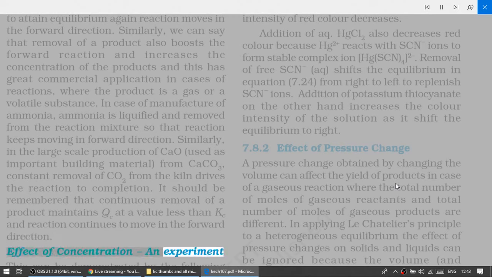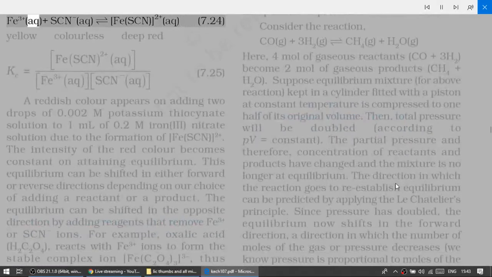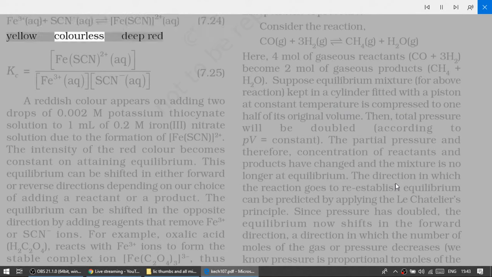Effect of concentration: an experiment. This can be demonstrated by the following reaction: Fe3+(aq) + SCN-(aq) ⇌ [Fe(SCN)]2+(aq) (7.24), yellow, colorless, deep red. A reddish color appears on adding 2 drops of 0.002 M potassium thiocyanate solution to 1 mL of 0.2 M iron(III) nitrate solution due to the formation of [Fe(SCN)]2+. The intensity of the red color becomes constant on attaining equilibrium.